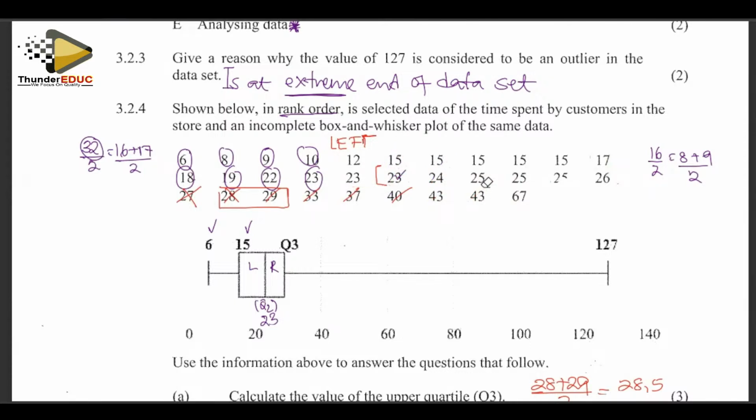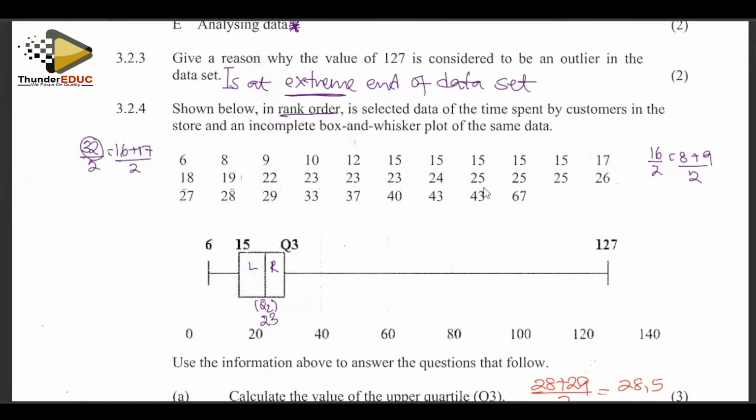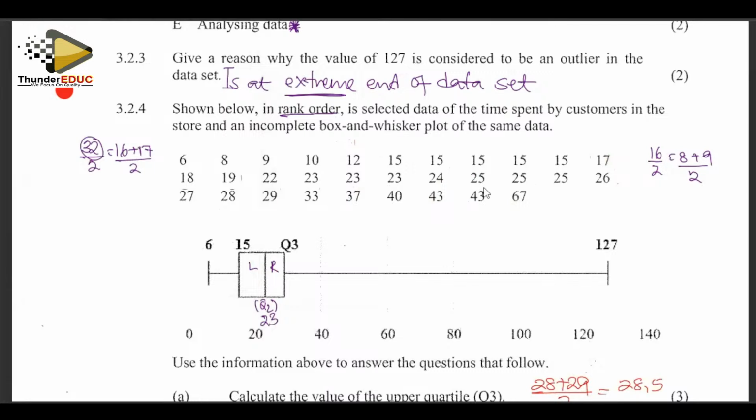If 127 is removed, the interquartile range is going to change. That's what they're telling us. So we need to prove it. So I've removed it a little bit. Let me remove it. If this number is removed, let's prove to see whether the interquartile range will change.